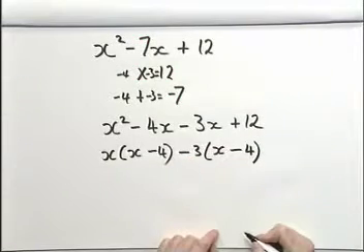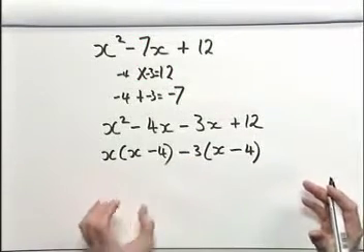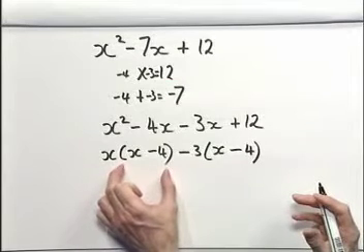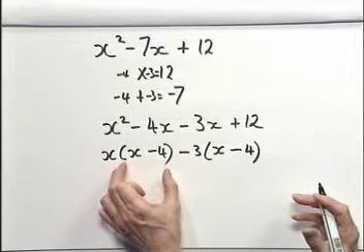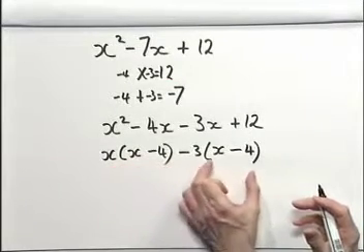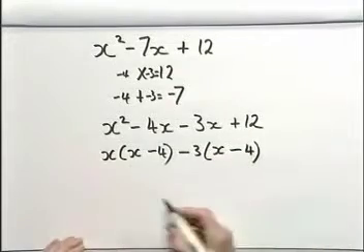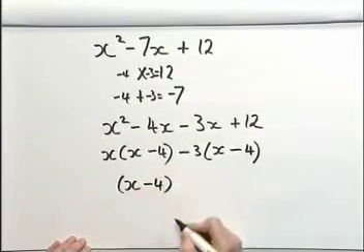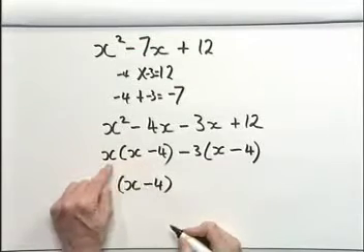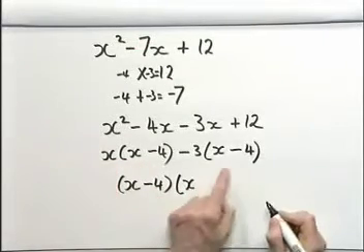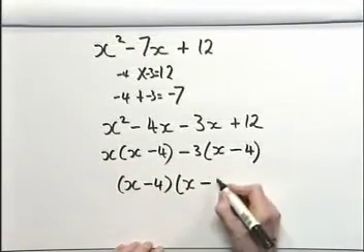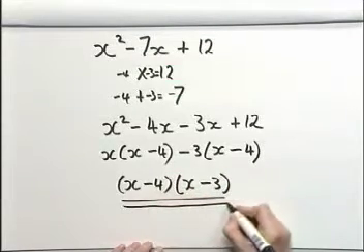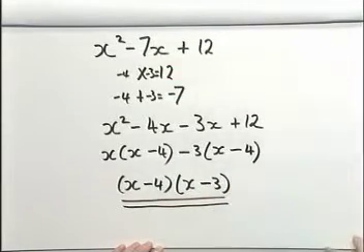And close the bracket. Now again, I've got two lumps of algebra, and in each one there is the same factor, this common factor of x minus 4. So I'll take that as my common factor, x minus 4. Then I've got x minus 4 times x, and x minus 4 times minus 3. And that's my factorisation of that.